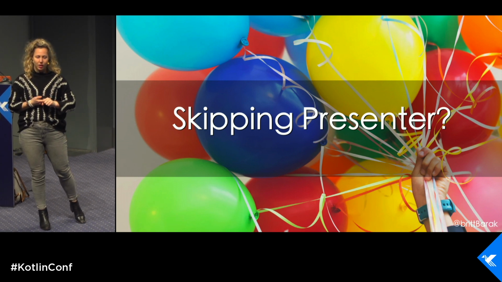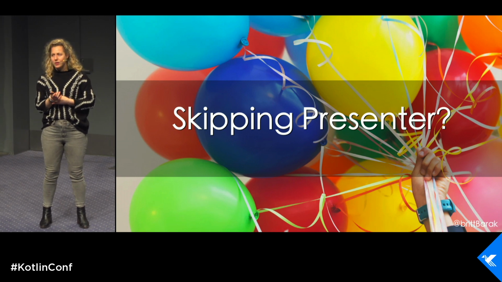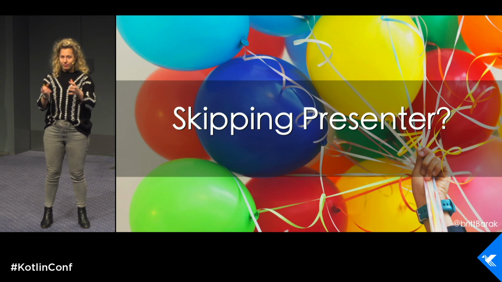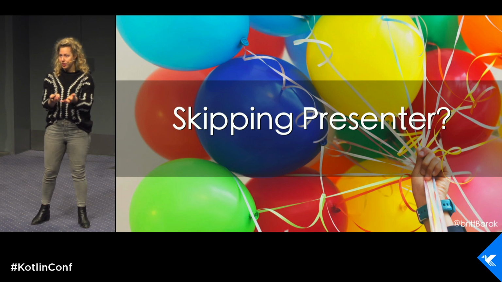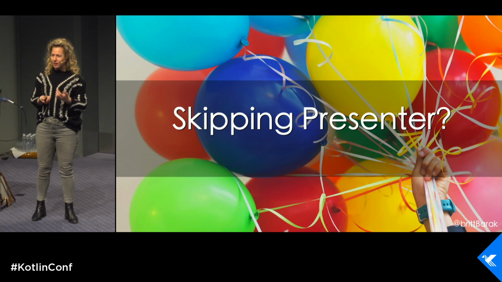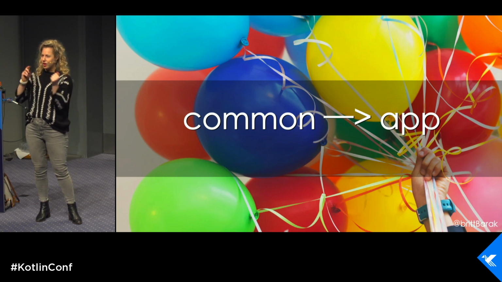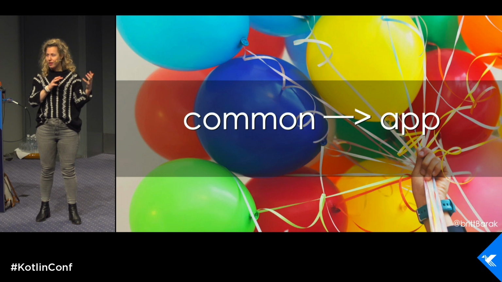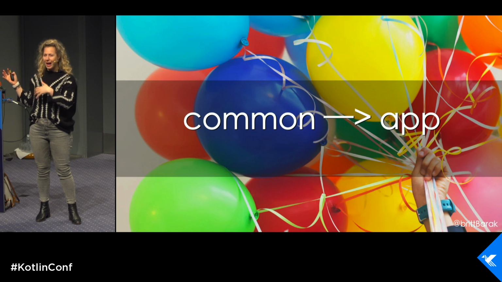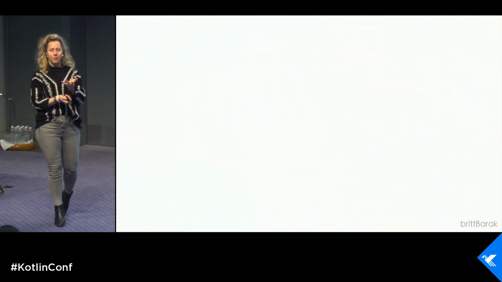Now, what if I want to skip the presenter? What if for some reason I don't want to, or I can't, pass a reference to it from the application, from the specific platform code? What would I do then? Or in other words, how can the common code talk to the app? Before, we saw that it's very easy for the app or the target-specific code to talk to the common model, but how do I do it the other way around, if the common model needs to talk to the app and reference it?